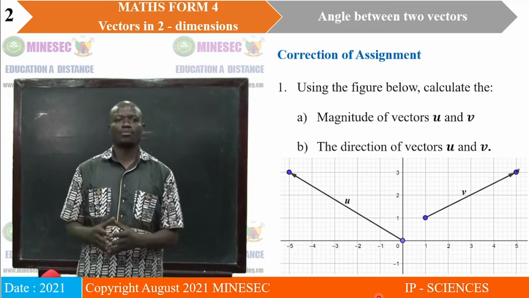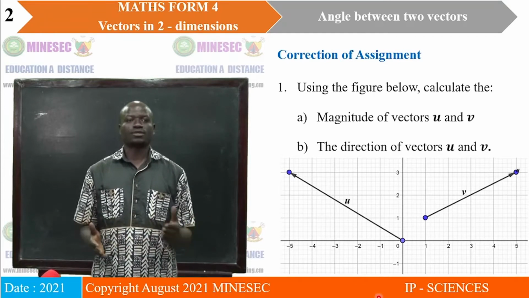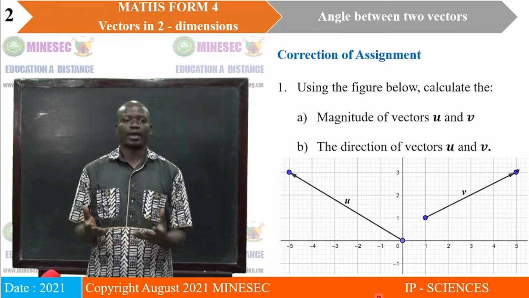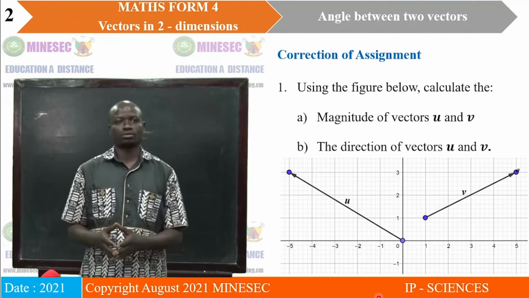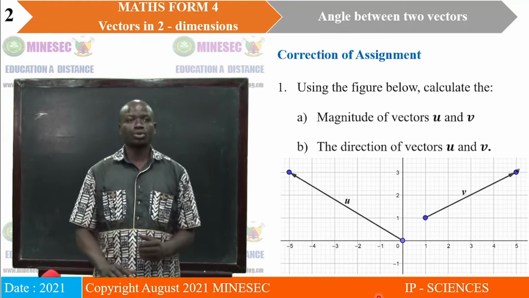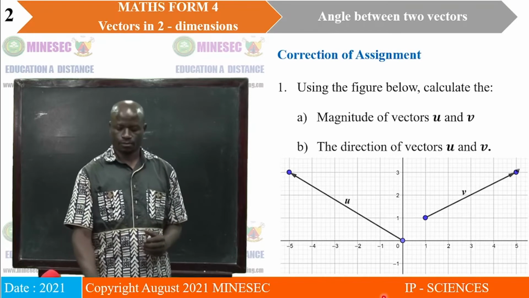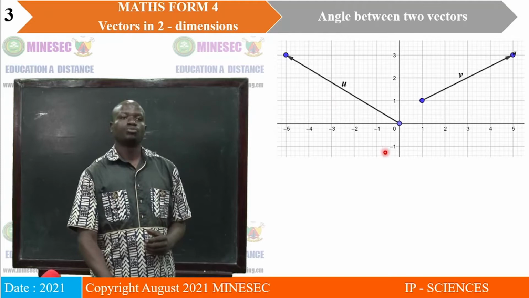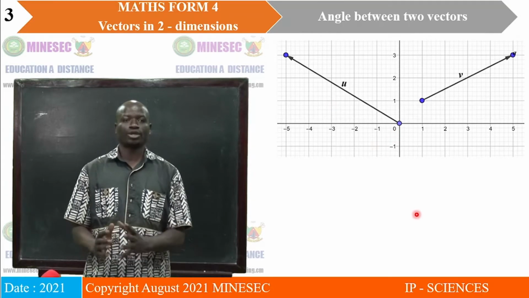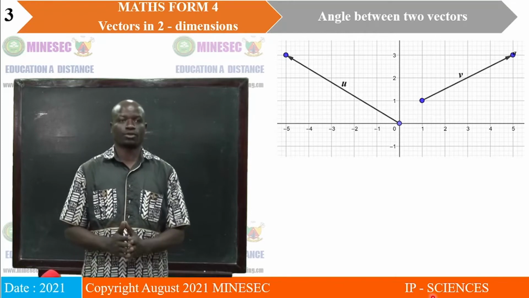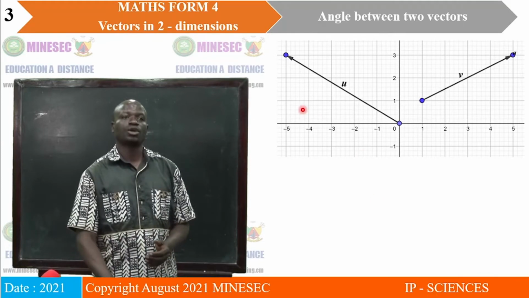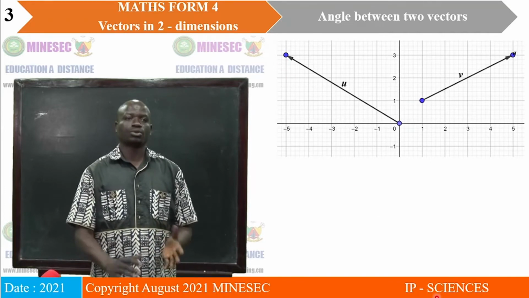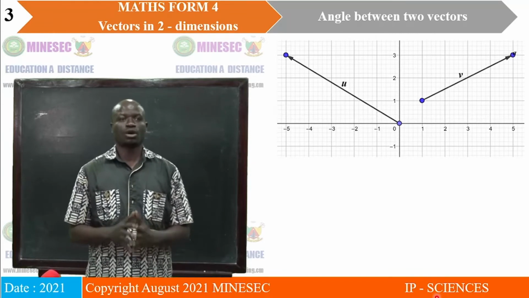For us to calculate the magnitudes, which means the length of the two vectors, we have to know their algebraic expression for those two vectors. So to do that, let's start with vector u. Because the tail of vector u is at the origin, it means that vector u is a position vector. So if we just get the coordinates of the points where the head is found, that is enough for us to write the algebraic expression of that vector.